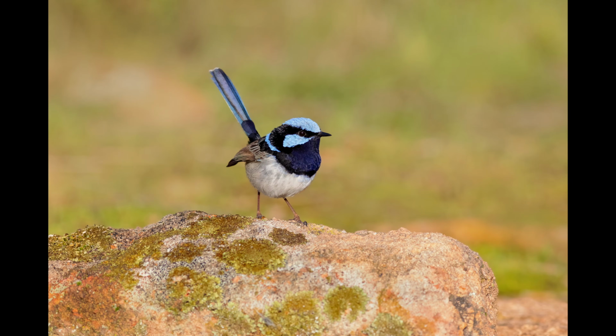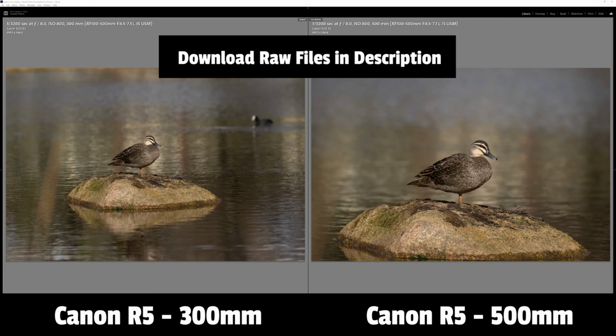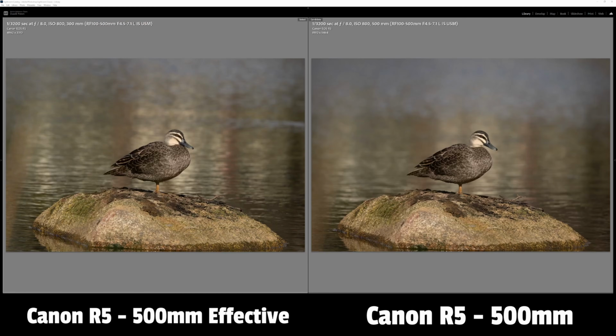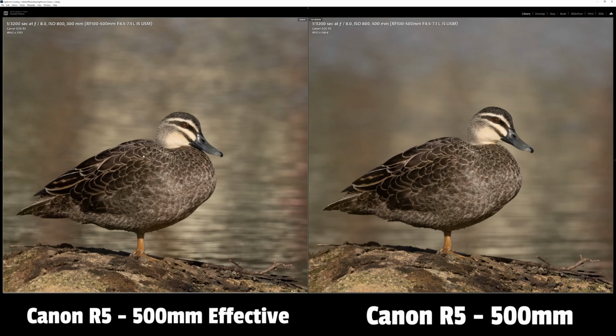Let's have a look at an example that I shot out in the field. So I photographed this duck at 300 millimeters focal length and 500 millimeters focal length. We can see that the 300 millimeters is a lot wider and the 500 is a lot narrower. So now I can crop the 300 millimeter photo to the same field of view as the 500. So we're now looking at an effective focal length of 500 millimeters. Can you tell a difference between the two? At this crop, they're pretty similar, but there's one obvious difference, and that's the depth of field.